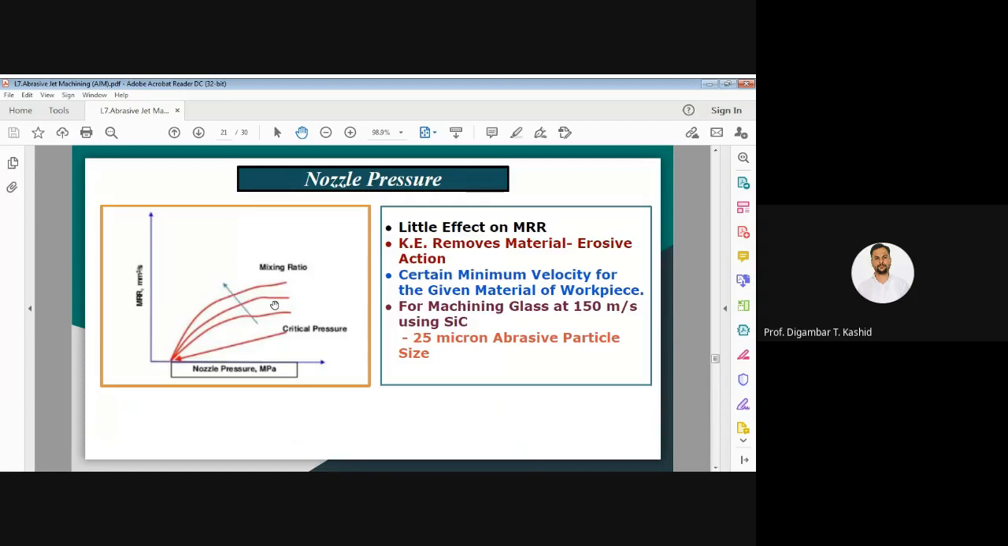Now we have another parameter, that is nozzle pressure. Nozzle pressure is another parameter which affects to some extent your volumetric material removal rate. An important point to note over here is the critical pressure. Please listen carefully. The important point that we need to take note of is called critical pressure.